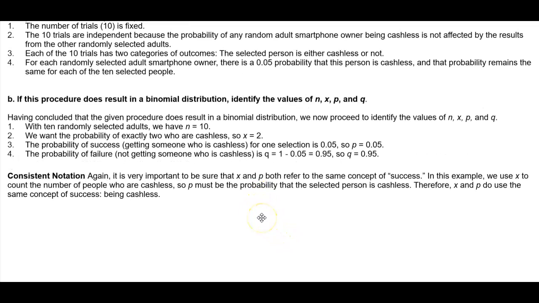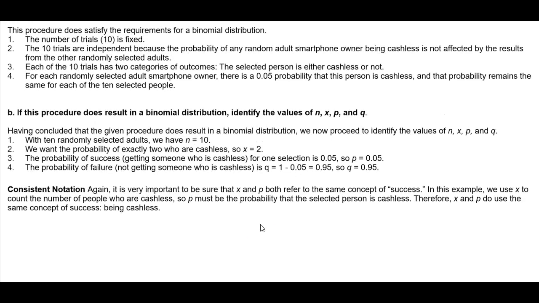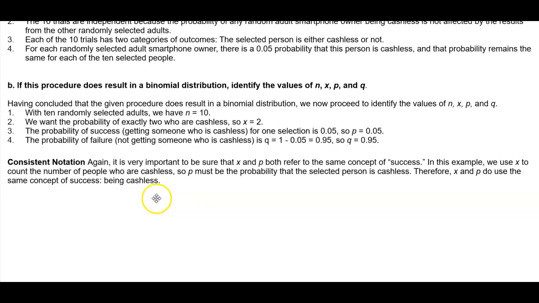Lastly, consistent notation. Again, it is very important to be sure that x and p both refer to the same concept of success. In this example, we use x to count the number of people who are cashless, so p must be the probability that the selected person is cashless. Therefore, x and p do use the same concept of success, being cashless.